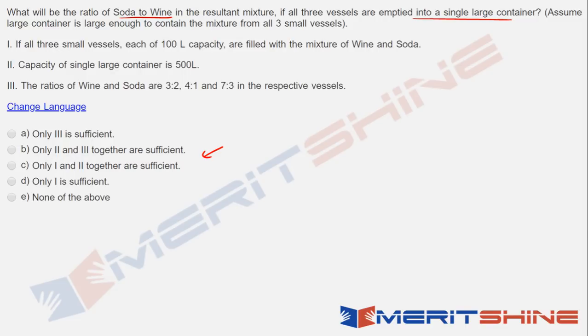So only 3 is sufficient? No, because you do not know in which ratio it is mixed. Are 2 and 3 together sufficient? No, because here again you will need these numbers that are given here, and you will also need to know in what ratio this is mixed, what the sizes of the 3 small containers are. So it's not given here.